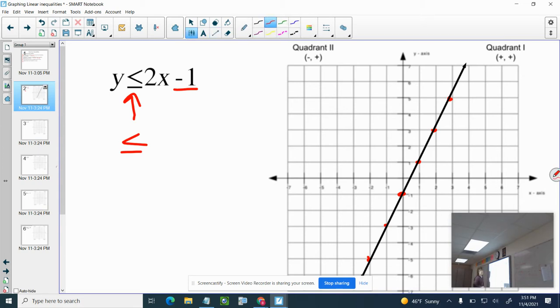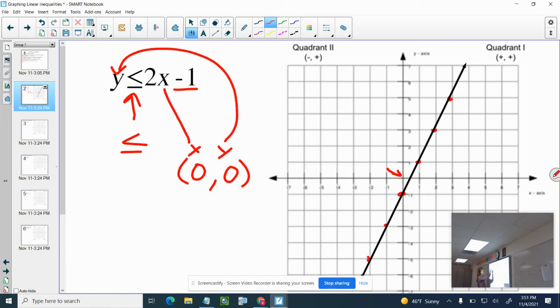And then the next thing you do is I'm just going to choose any point. You can choose any single point on the graph. It just cannot be on the line. So I'm going to choose the point 0, 0. So I have an x and I have a y from that point. So I'm going to plug those in. And we'll see why in just a moment.